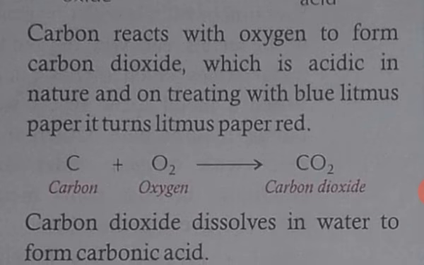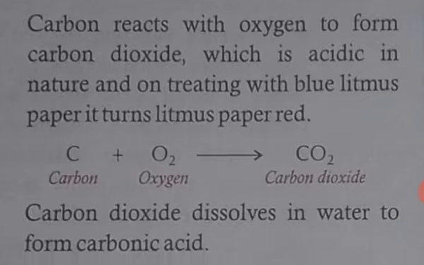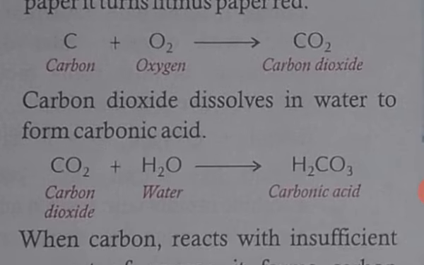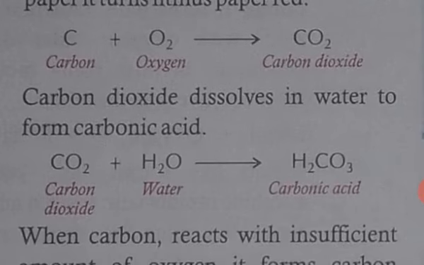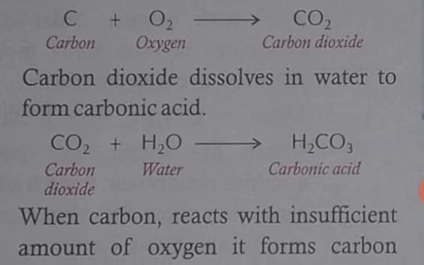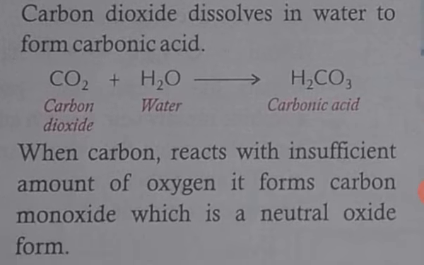Carbon plus oxygen is equal to carbon dioxide, and carbon dioxide dissolves in water to form the carbonic acid, that is H2CO3. So CO2 plus H2O is equal to H2CO3. कार्बन डाइऑक्साइड पानी के साथ घुल करके कार्बोनिक एसिड बनाते हैं, and the formula of the carbonic acid is H2CO3.